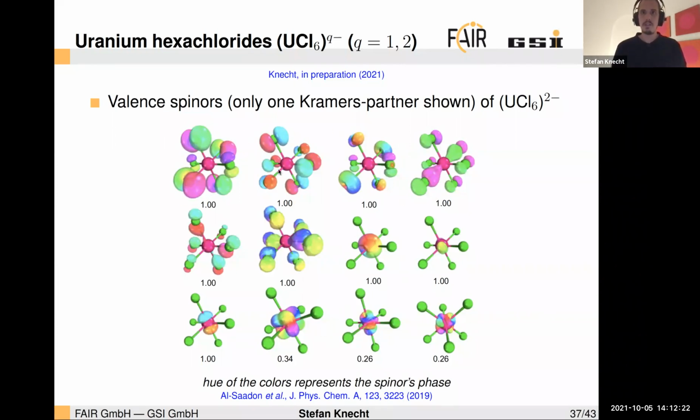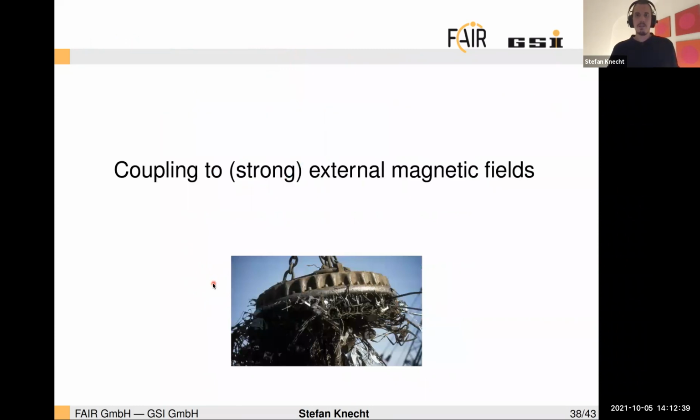We correlated also the 6p spinors and also the valence chlorine 3p spinors. But as you can see here, the occupation numbers are essentially just 1, so in all of the states they're more or less inactive, if you like. And finally, I want to show a little bit. So, if I have one more minute.